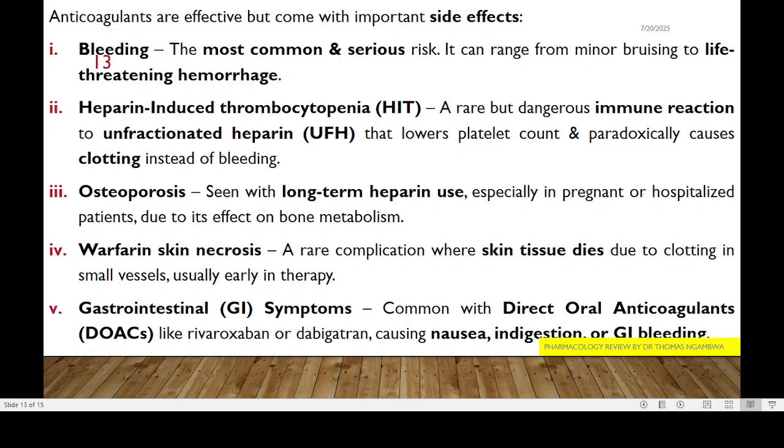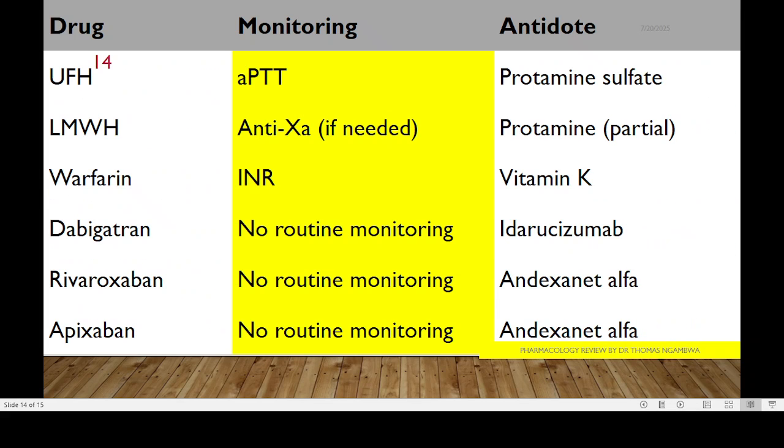And lastly, GI symptoms, which are common with direct oral anticoagulants, the DOACs, like rivaroxaban or dabigatran. They normally cause nausea, indigestion, or GI bleeding. So this is how the drugs are.